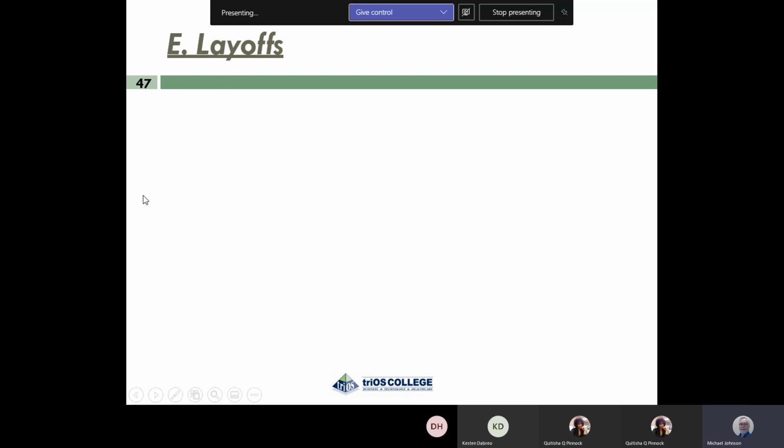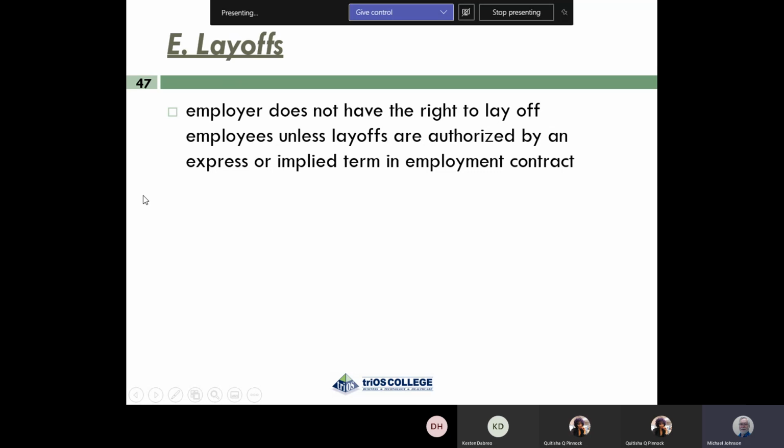Layoffs are another area, and unfortunately, they do take place, and they usually take place because there just isn't enough money in the company. So, an employer does not have the right to lay off employees unless the layoffs are authorized by, let's say, an express or implied term within the contract. Again, you may run into a situation where you just don't have a choice. So laying off the individual, remember, up to 13 weeks, you can recall them again. Anything beyond 35 weeks, of course, they're released.